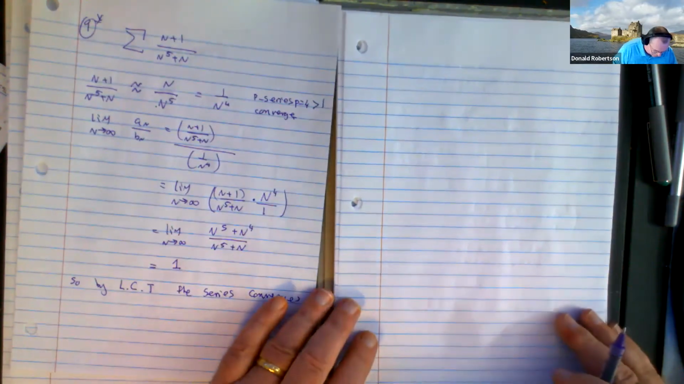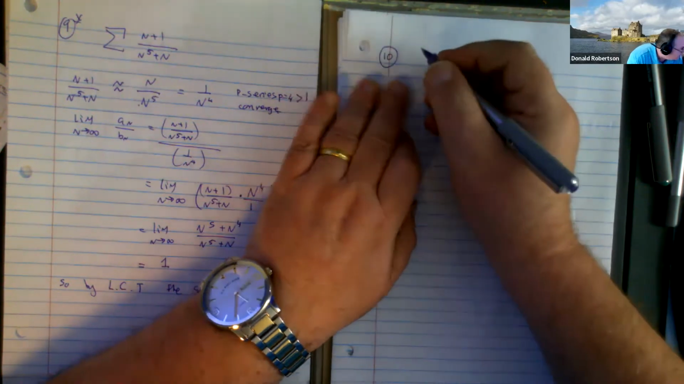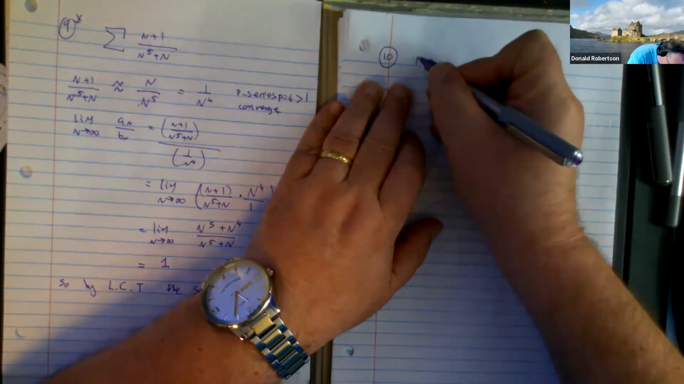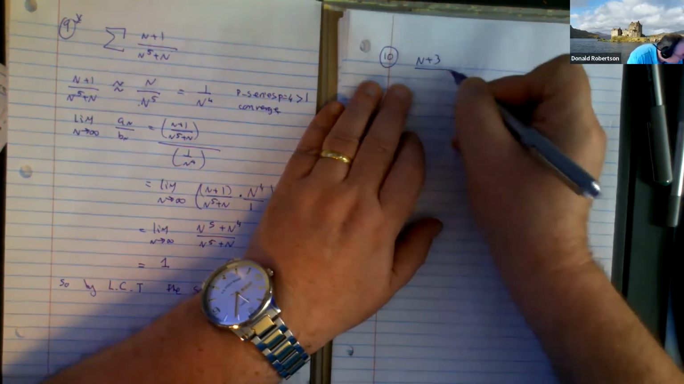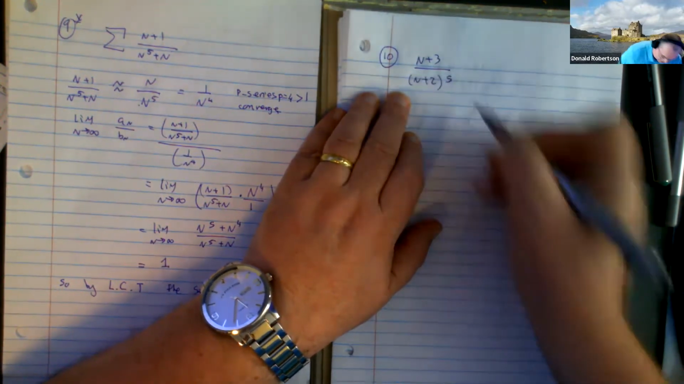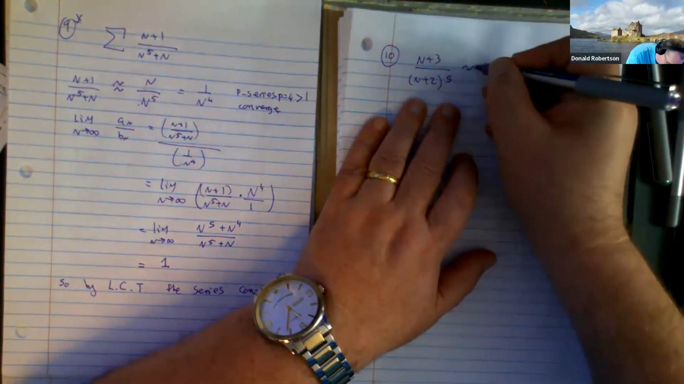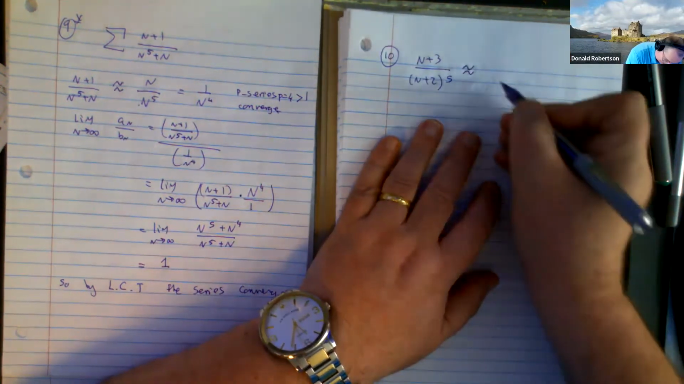For the next question, I'm not going to do the whole thing. Let's just find the comparison part, right? So in question 10, let's find Bn. So this is what the guy inside the sigma looks like. And we want to find a comparison for it, right? So approximately equal to.